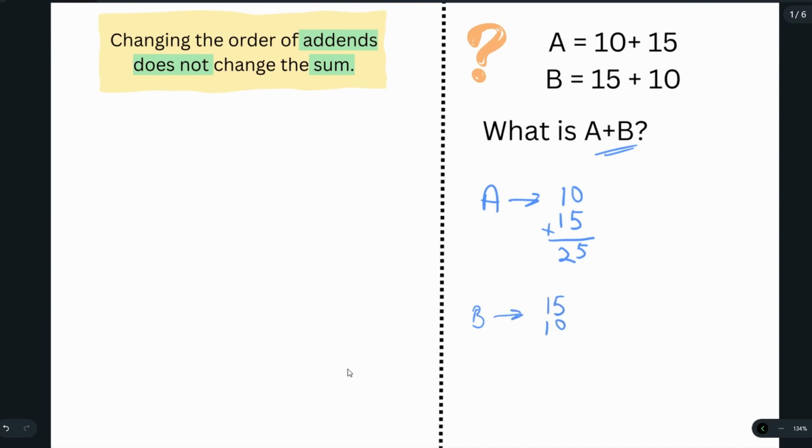15 plus 10. It's just the same thing. So 5 plus 0 is 5. 1 plus 1 is 2. It's 25. But we're not done yet. It's asking what is A plus B. So we're just going to combine 25 plus 25, which equals 50.